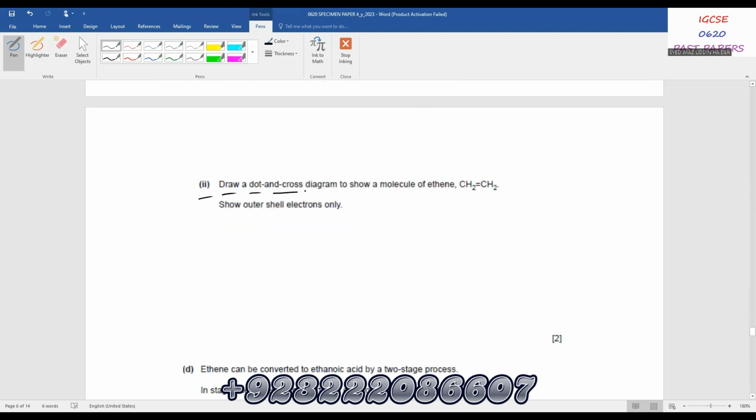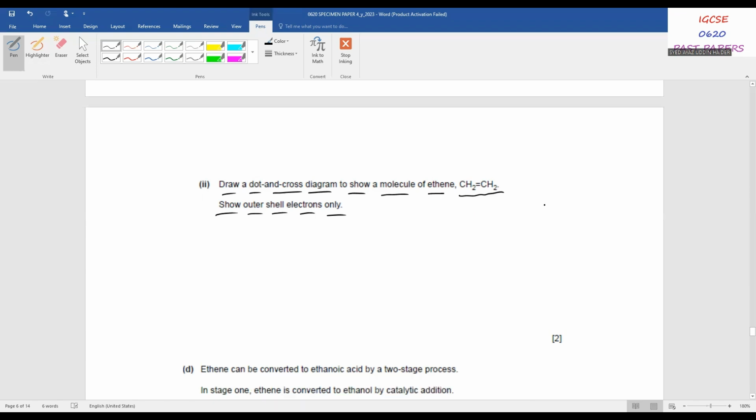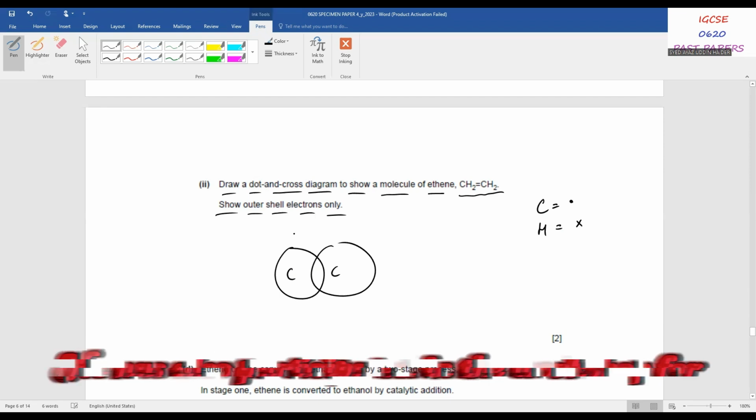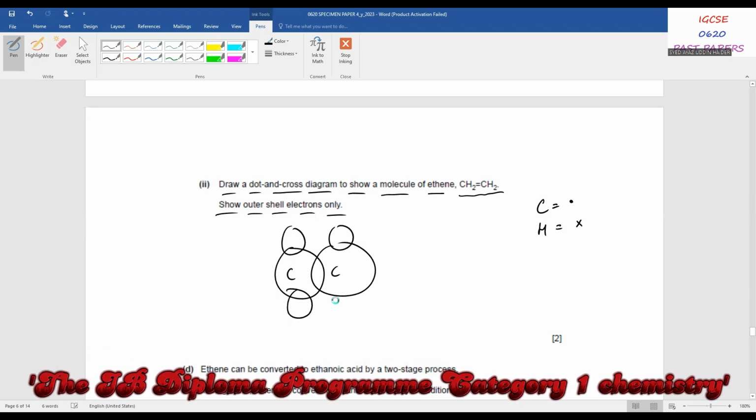Number 2, draw a dot and cross diagram to show a molecule of ethene, C2H4. Show outer shell electrons only. So I'm using the dot and cross here. You have C here, H here. For C, I'm using dot; for hydrogen, I'm using cross. Should be like this: 2C and 4H.